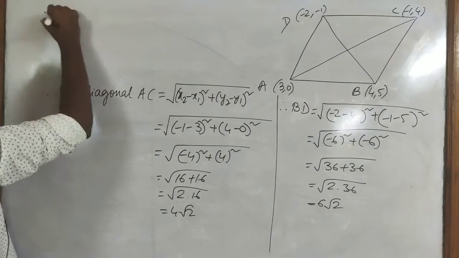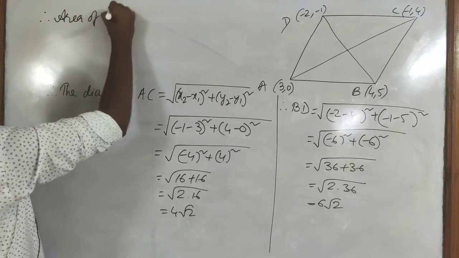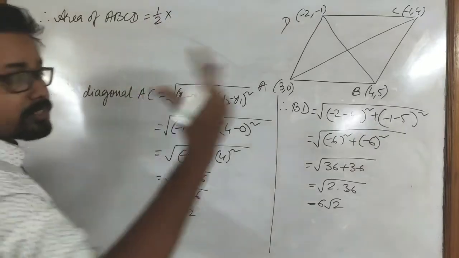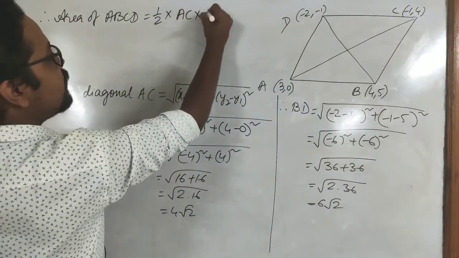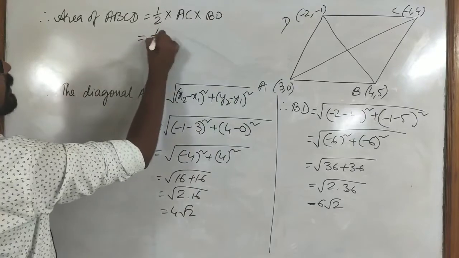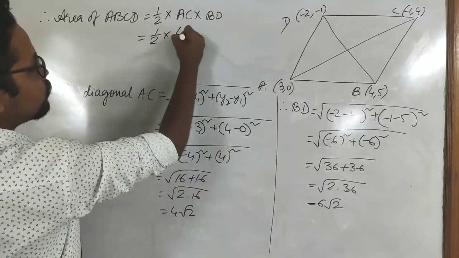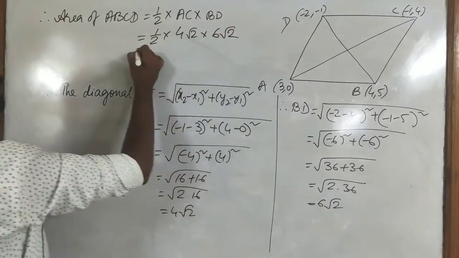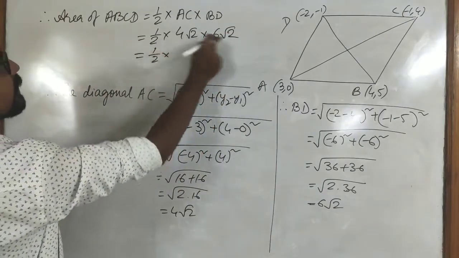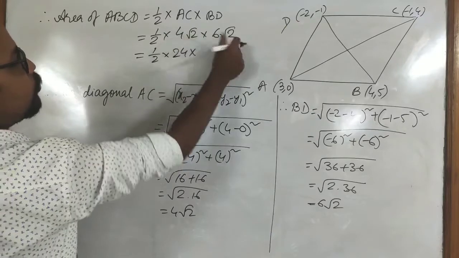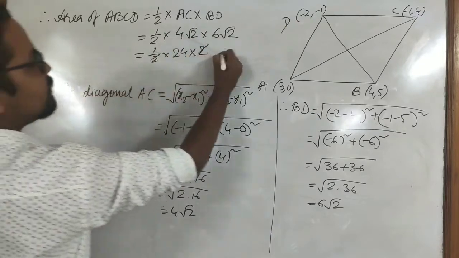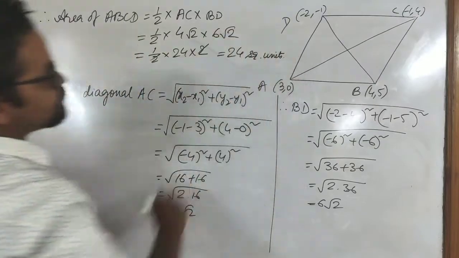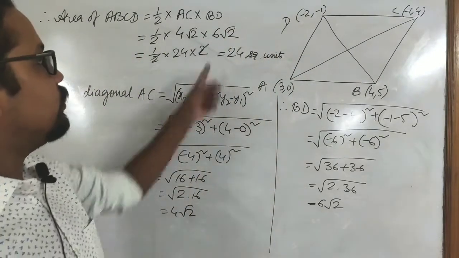So therefore the area of ABCD, that is the rhombus, will be equal to half into the product of the diagonals, that means the product of AC and BD. AC is 4√2 and BD is 6√2. So we go for half into 6 4s are 24, and √2 into √2 is 2. If we cancel these, we get 24 square units. So that's how we get it, 24 square units.